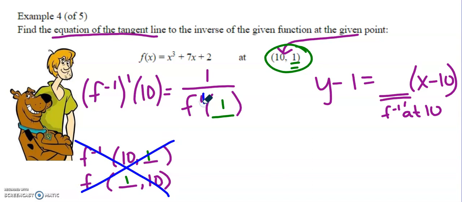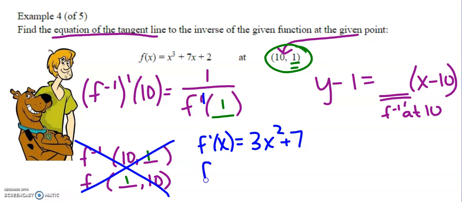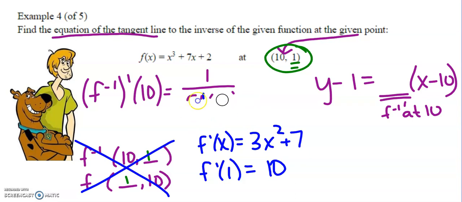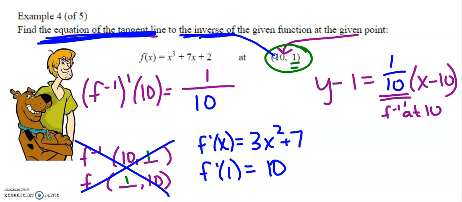I need to find f prime of 1. Well, f prime of x is equal to 3x squared plus 7. F prime of 1 is going to be equal to 10. So f prime of 1 is 10, which means that f inverse prime is 1 over 10, and that's what goes in for my slope, because again, in order to write the equation of the tangent line to the inverse at 10. Gotta be careful about how you read that wording.